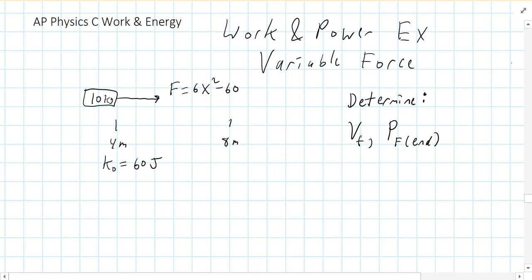You have a 10-kilogram book bag. You're pulling it across the floor, let's say, and you have this unusual force acting on it, and the force is equal to 6x squared minus 60 newtons. So it's not a linear force, and it's not a constant force. We're going to pull the book bag from the 4-meter mark to the 8-meter mark, and the starting kinetic energy, K naught, is 60 joules.